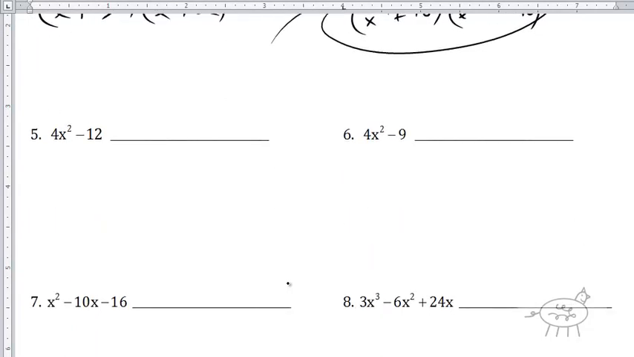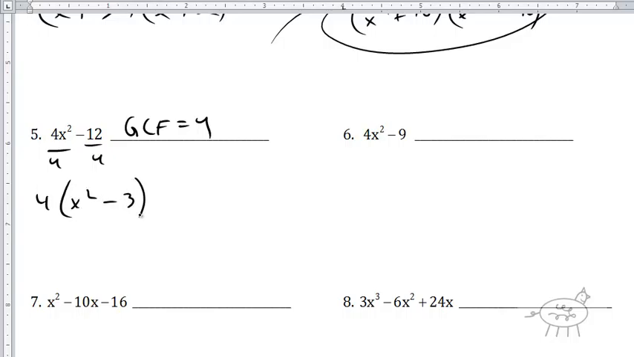Okay, number 5, I can factor out a 4. Definitely greatest common factor. So I get 4, and then in parentheses I get x squared minus 3. And you can't do anything with that, because it's a minus 3, and 3 is not a perfect square. So that is your answer.